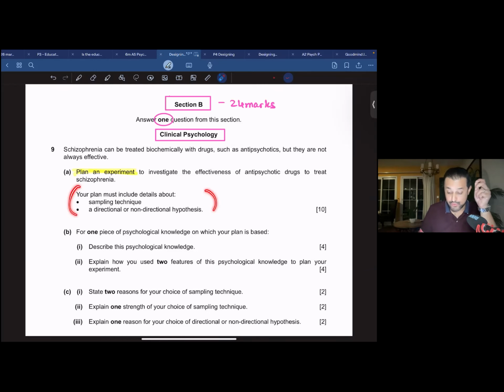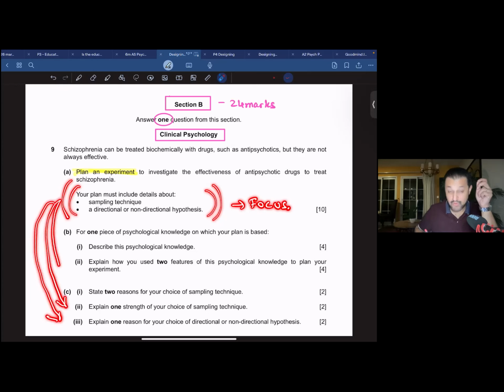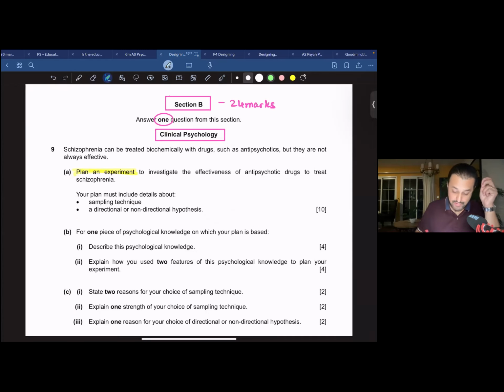While reading the question, we need to focus specifically on this part because this is again related to this here, right? Now, schizophrenia, there we go. We identified that this is from unit 1, that is the first chapter from clinical psychology. Schizophrenia can be treated biochemically with drugs such as antipsychotics, but they're not always effective.